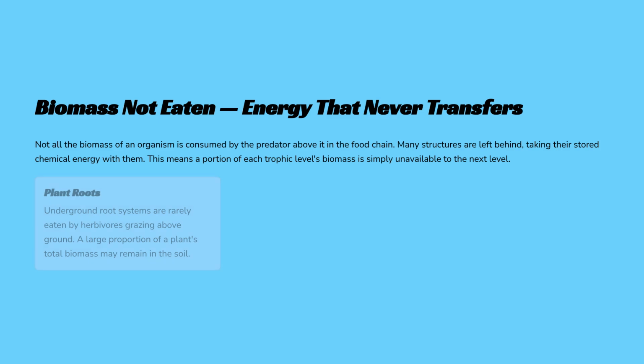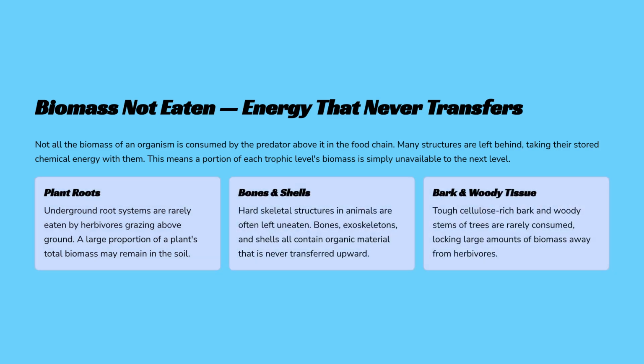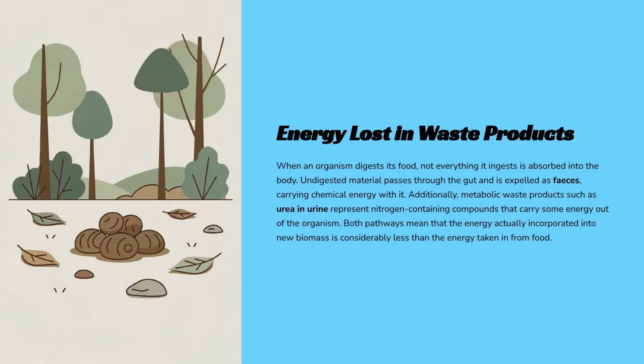Next, let's consider the biomass that is not eaten. This represents energy that never transfers up the food chain. Examples include roots, bones, shells, and tough woody tissues like bark. Energy is also lost through waste products. When organisms digest food, some material remains undigested and is expelled as feces. Furthermore, nitrogenous waste like urea in urine also carries away chemical energy.